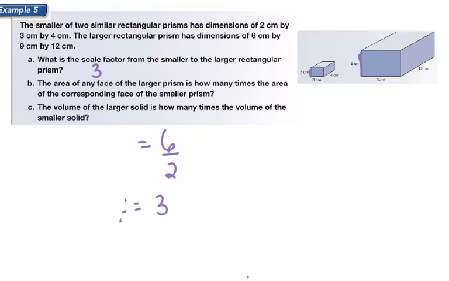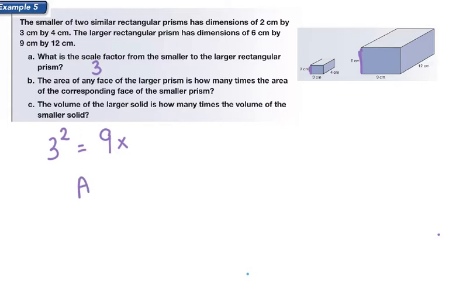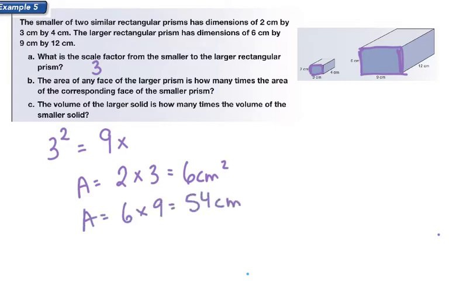Then it says the area of any face of the larger prism is how many times the area of the corresponding face of the smaller prism. Well, to figure this out, you're going to take your scale factor and square it. So it should be 9 times the area. So if I took the smaller prism and did the area of, let's say, this front face right here, 2 times 3, I got that the area was 6 centimeters squared. Then I did the area of this front face on the larger prism, the corresponding face. So I did 6 times 9 equals 54 centimeters squared.